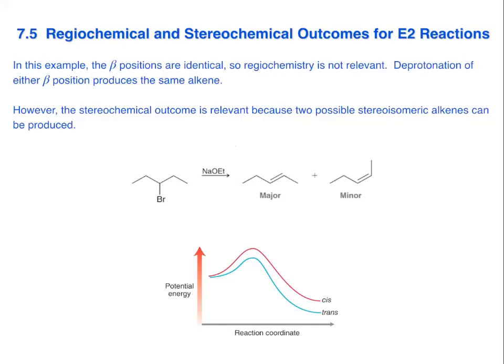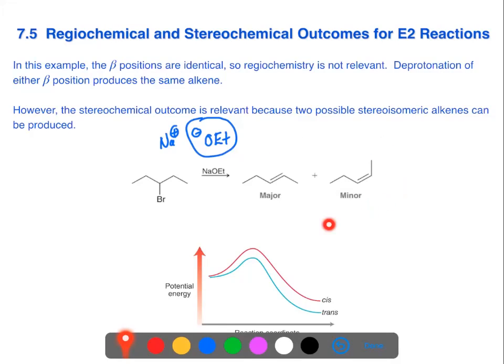And so that lowering of the energy associated with that particular isomer gives rise to it being produced in a greater amount. So the trans isomer will be formed as the major product, and the cis isomer will be formed as the minor product. As a result, this reaction is considered stereoselective because we observe the production of two different stereoisomers, one of which is formed in greater amounts.